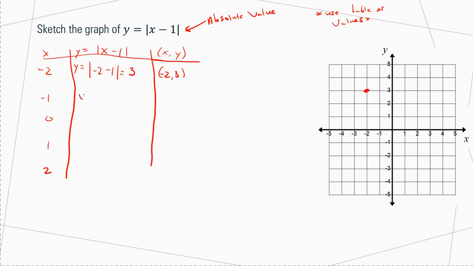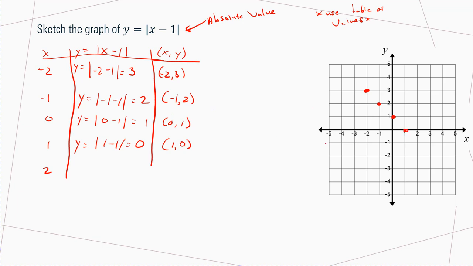Let me plug in -1, so -1 minus 1 gets me -2, absolute value gets me 2. So -1, 2. Let me plug in 0, so this is 0 minus 1, well that's -1, the absolute value of -1 is 1. Y is equal to 1 minus 1, well that's 0, the absolute value of 0 is 0.